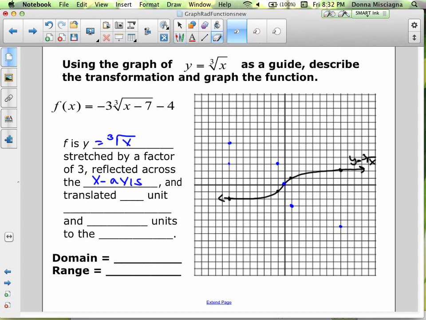So notice it's just a reflection, but it's also been stretched.